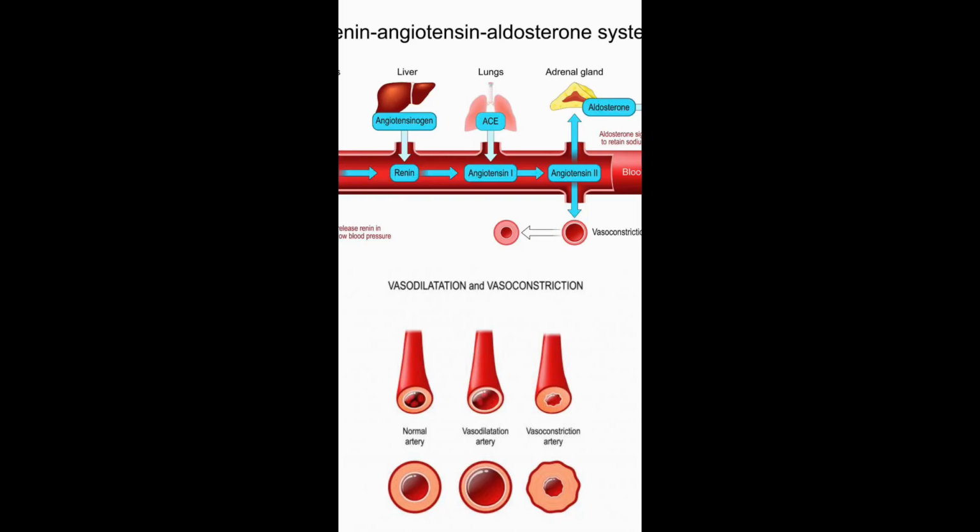ACE inhibitors work by blocking the angiotensin converting enzyme. This prevents angiotensin 1 from being converted into angiotensin 2. As a result, blood vessels relax and widen, which is called vasodilation. This leads to a decrease in blood pressure and reduces the workload on the heart. The pharmacological principle behind this is enzyme inhibition. By inhibiting the ACE enzyme, the drug reduces the production of a substance that normally increases blood pressure.